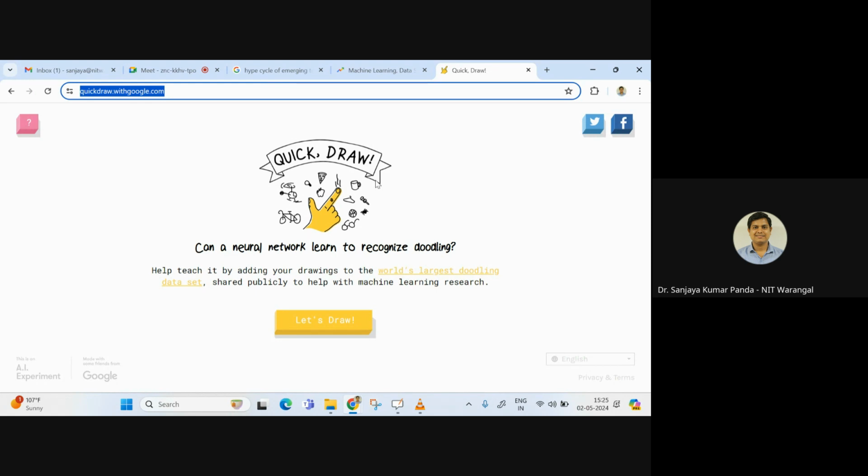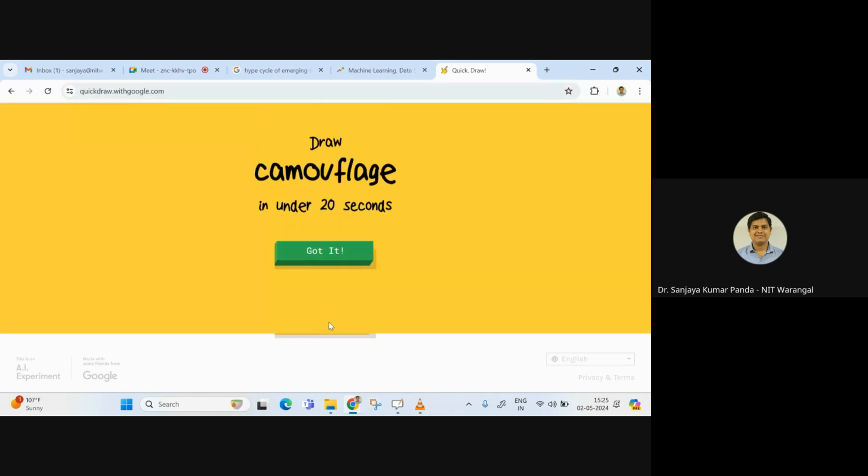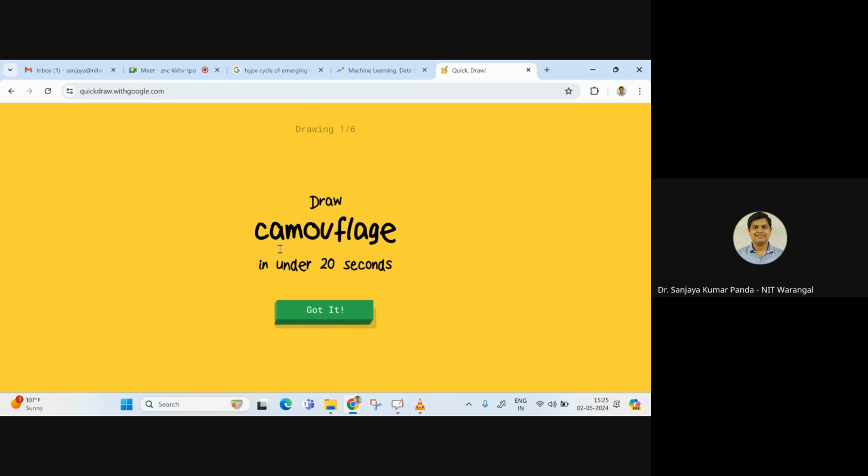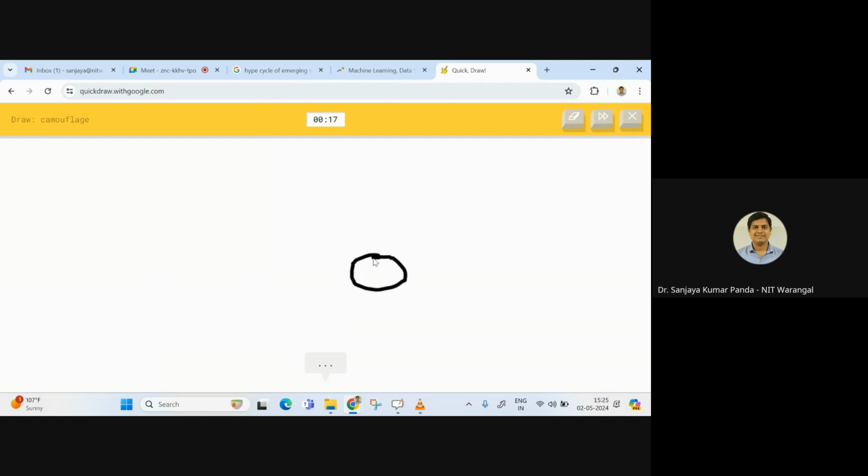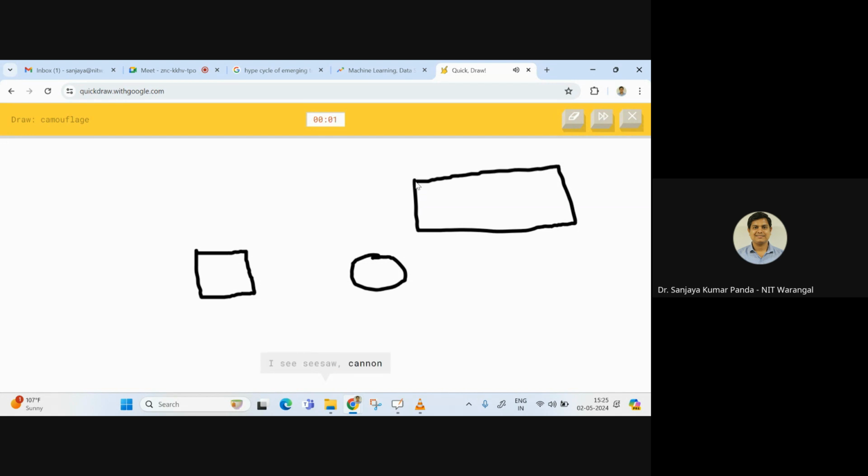Okay, so now if I click let's draw, it will ask you to draw some picture. Let's say it is asking for camouflage, under 20 seconds. Suppose you don't know the meaning of this one. Suppose you are drawing a circle. So it answers, I see a circle. Suppose you are drawing a hockey puck. I see hockey puck. You are drawing a bread, it is showing it is a bread. Okay. Suppose you are drawing a rectangle. I see seesaw. Or cannon.